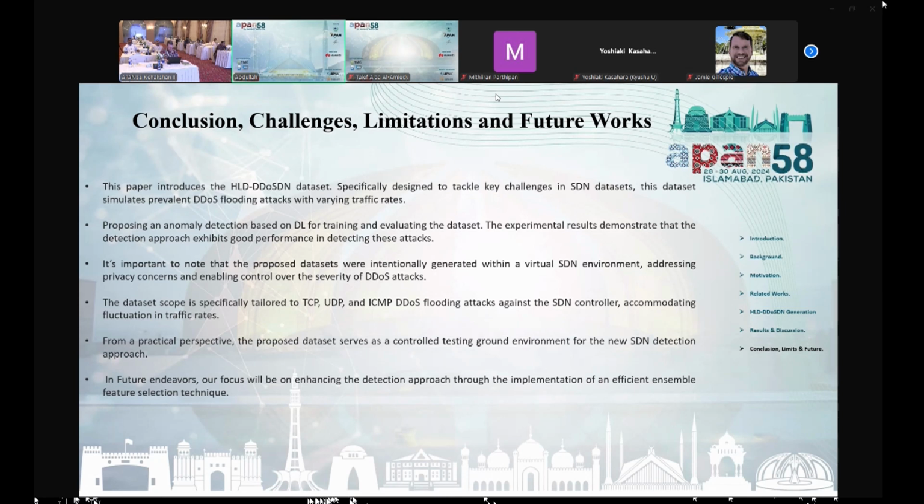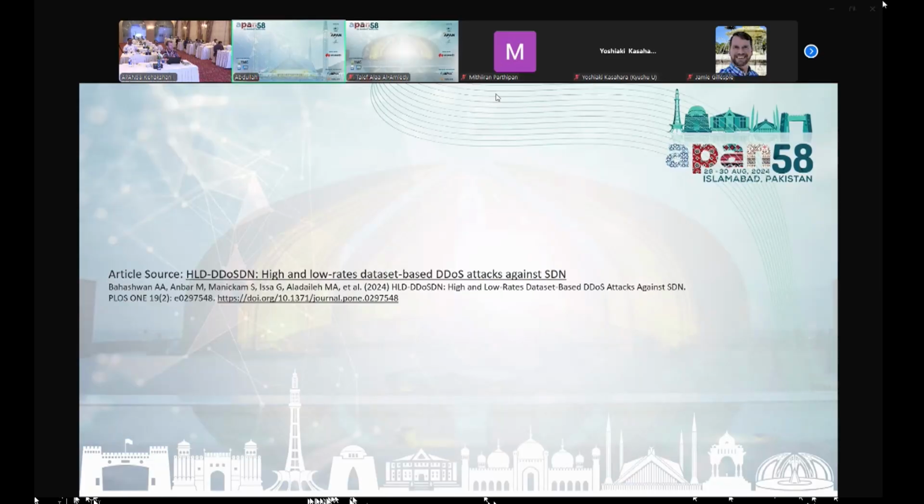For future work, I will focus on enhancing the detection approaches through the implementation of an efficient sample feature selection technique. This approach aims to reduce the dataset dimensionality, ultimately boosting the performance and generalization of the detection approach. Also minimizing the false positive and classification error. This is the article source of the proposed dataset, validating the theoretical framework and methodologies employed in this benchmark dataset. For more details, you may access this article directly.